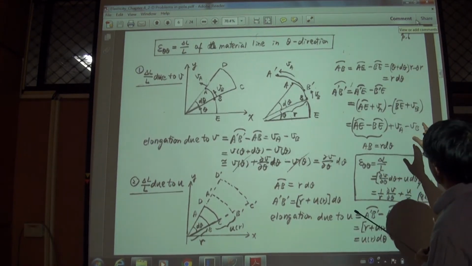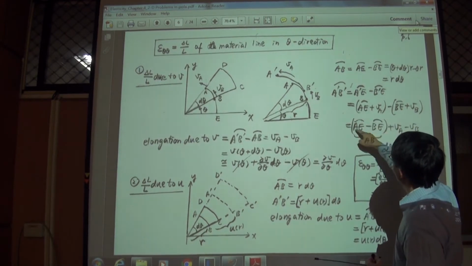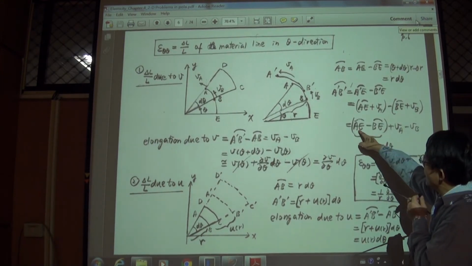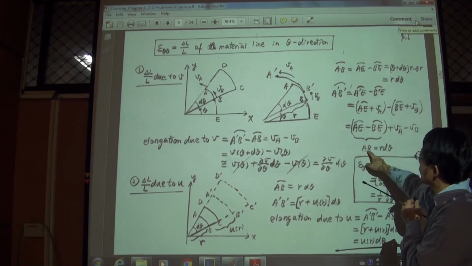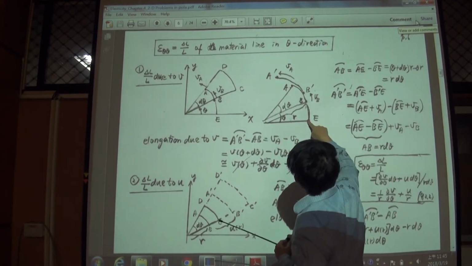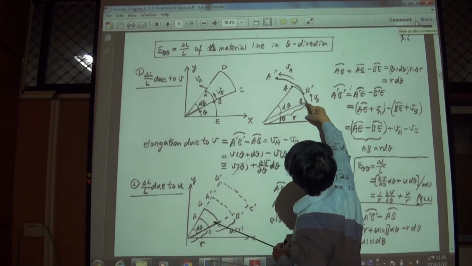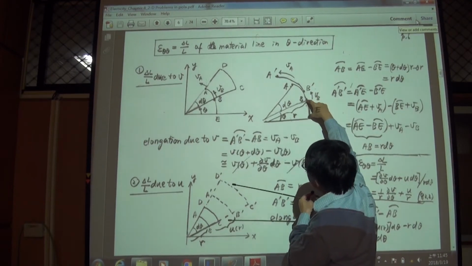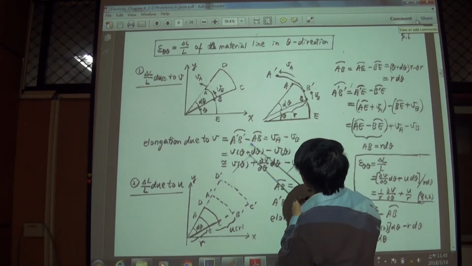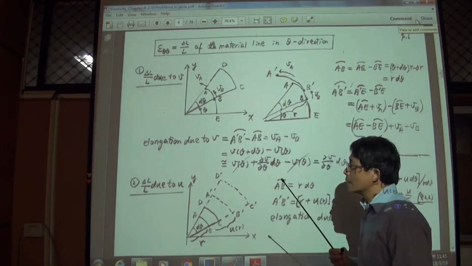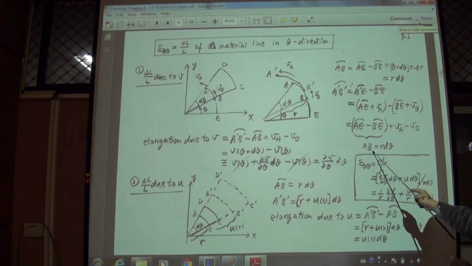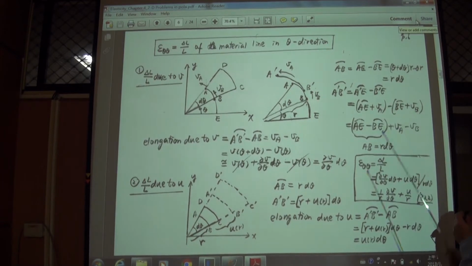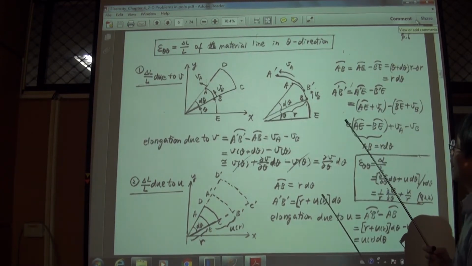Now we rearrange the terms. This one minus this one right here, and this one minus this one right here. But look here, AE minus BE equals AB. Why? AE, the big arc, minus this small arc BE equals AB, right? So we have this result. AB equals R d theta as before. We have already considered this effect.